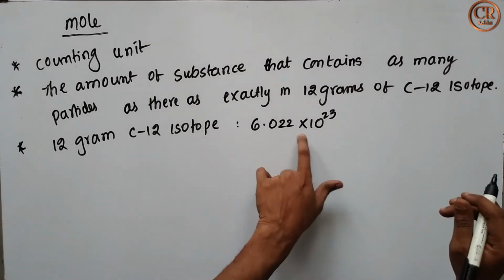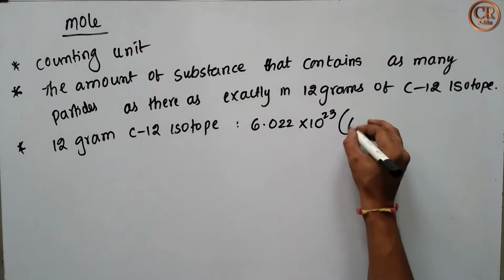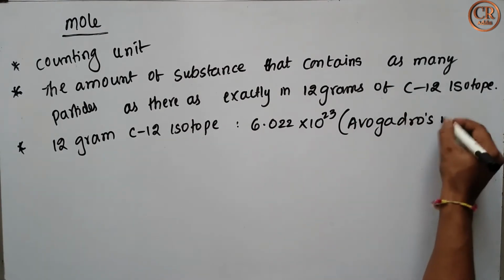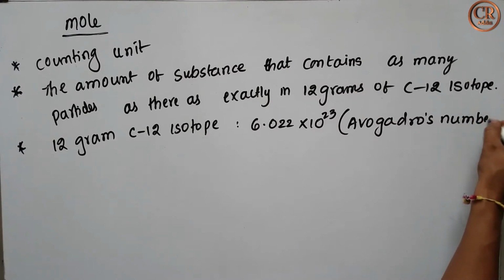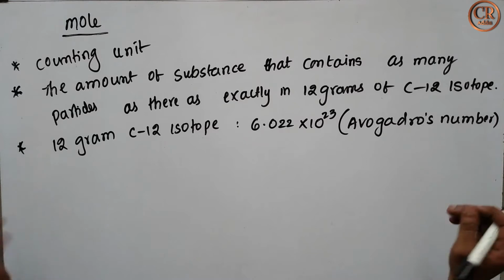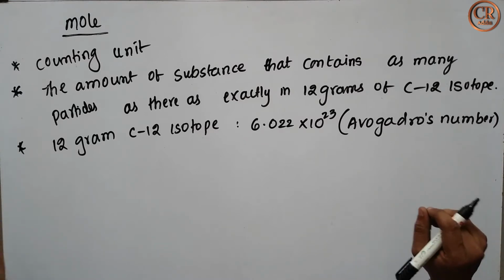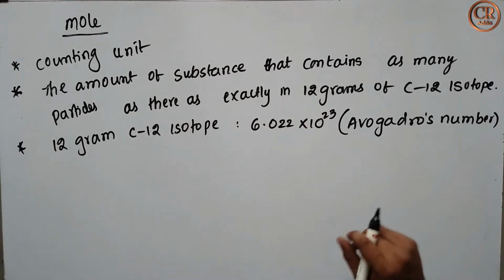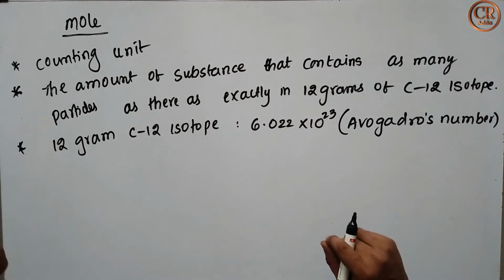So this number is called Avogadro's number. So what is Avogadro's number here? 6.022 into 10 power 23 is Avogadro number. So simply we can define mole as anything which has 6.022 into 10 power 23 units is called mole.